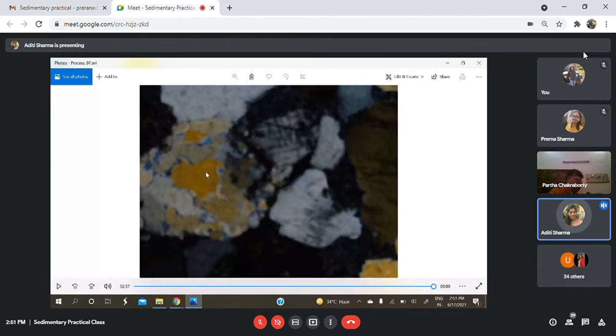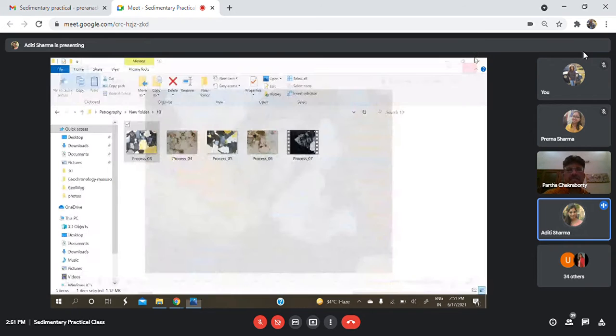This is another polycrystalline quartz grain, and this is feldspar. So this slide is completed now.